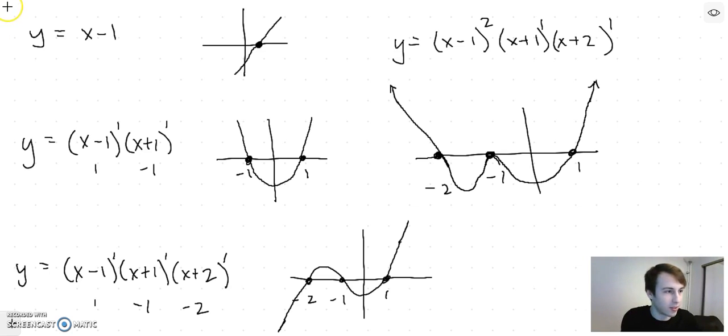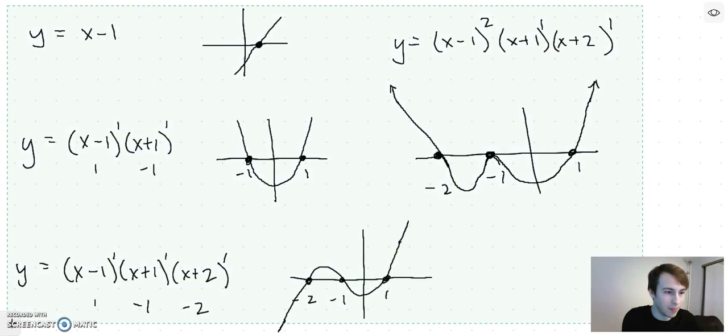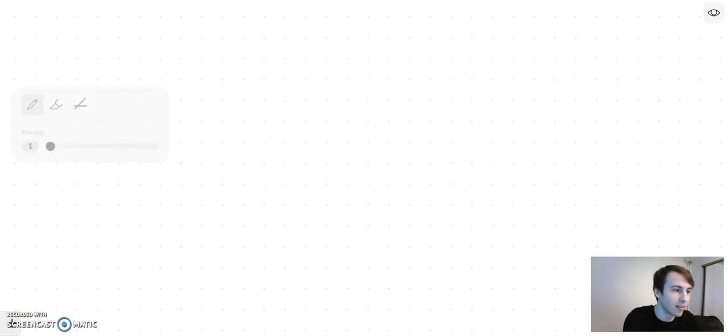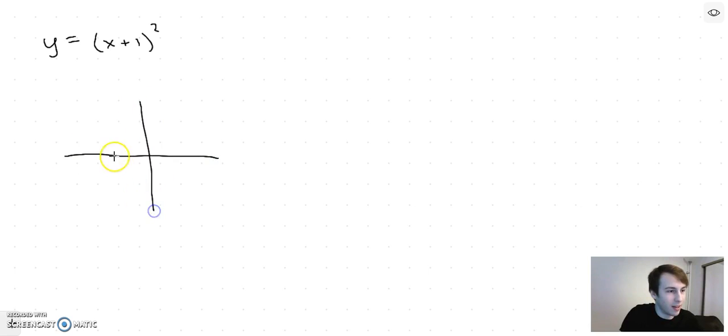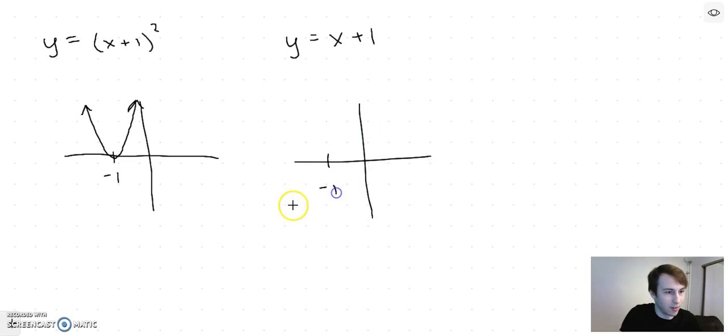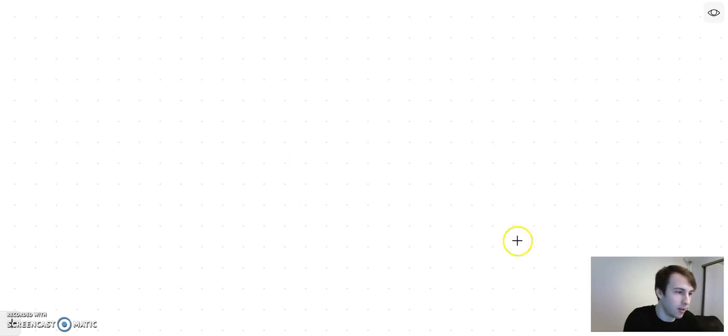Let's try another one. Oh, you know what? Just to solidify this concept, let's just do one more pre-example. y equals x plus 1 squared. Well, that's a parabola, right? And it doubles over at negative 1, goes like this. Versus y equals x plus 1 would just be a line through negative 1. Same thing. This is doubling over. This is crossing over. Okay, so let's do another.